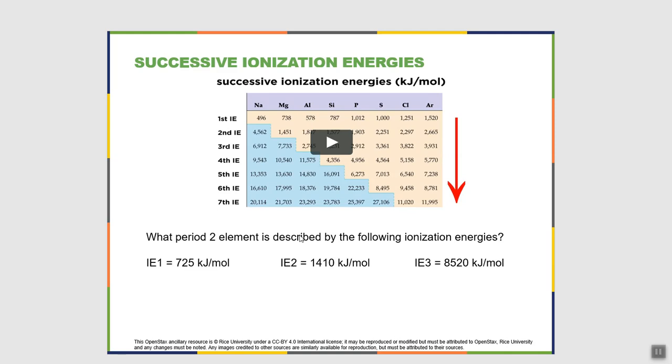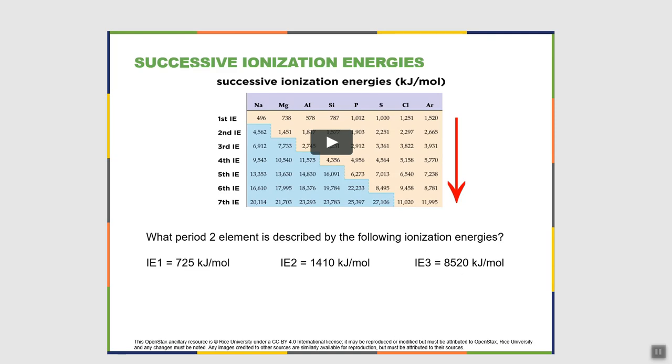So here it says, what period 2 element is described by the following ionization energies? And what we have is IE1, 725, IE2, 1410, IE3, 8520. So we see that it has 2 valence electrons, because this jump is about a factor of six. Of course, it takes more energy to take away the second electron, because after the first one goes away, the period 2 element is positively charged. So you have to add more energy to take away a second electron. But then to take away a third electron takes a massive amount of energy. So this period 2 element must have 2 valence electrons.